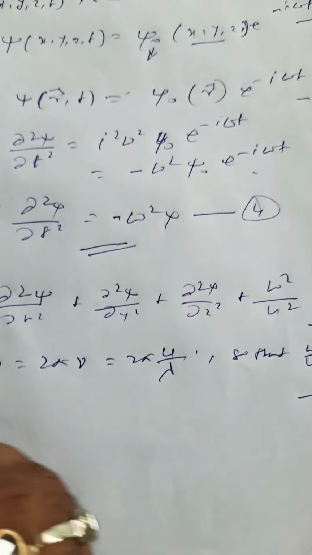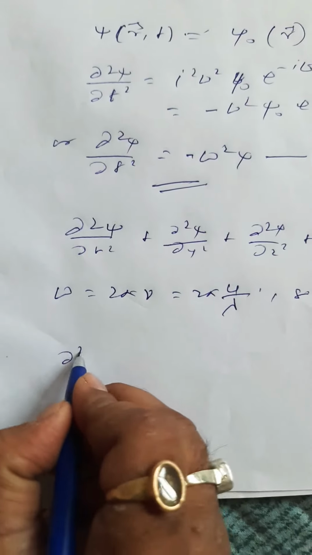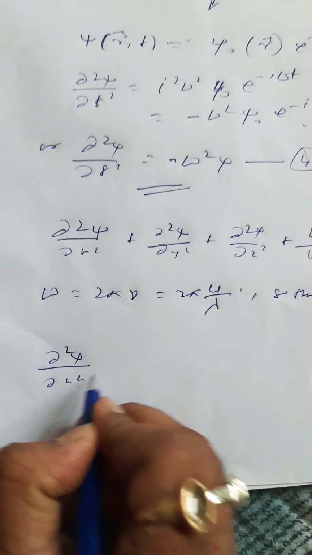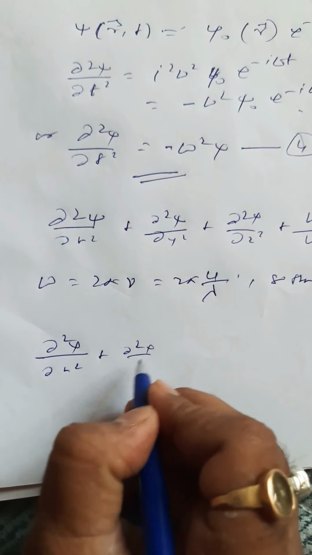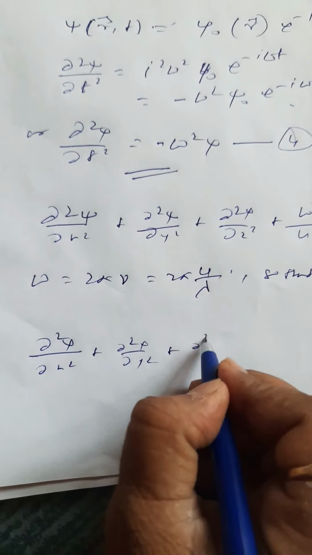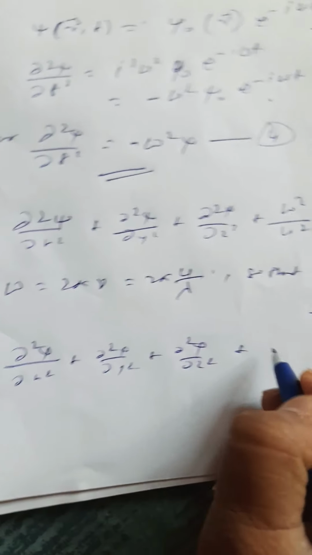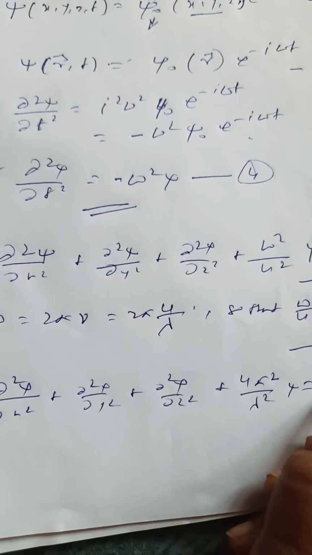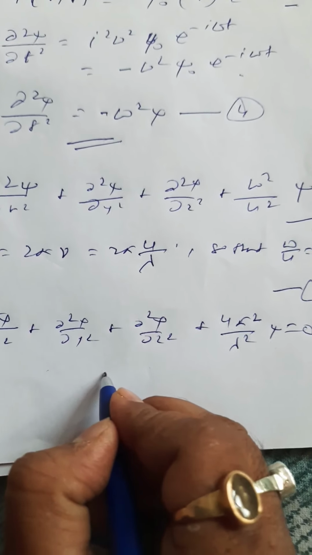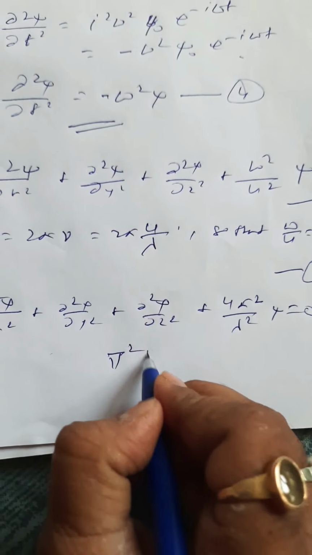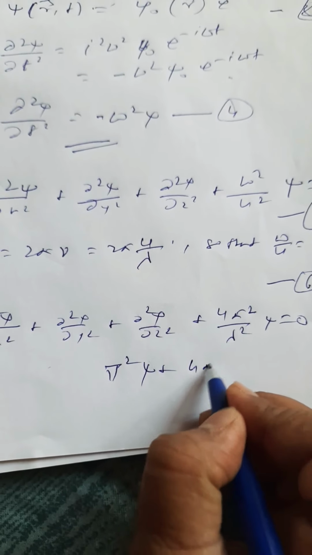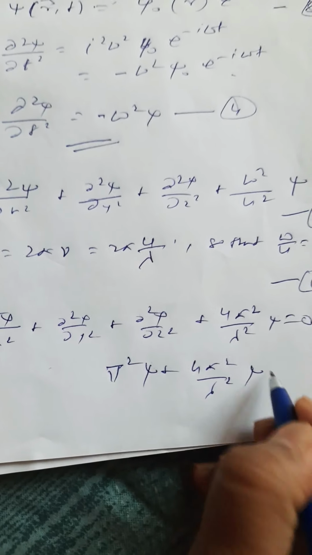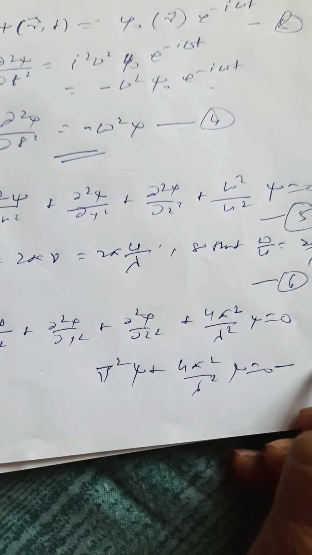So from 5 and 6 we get del square psi by del x square plus del square psi by del y square plus del square psi by del z square plus 4 pi square by lambda square psi equal to 0, or it can be written as del square psi plus 4 pi square by lambda square psi equal to 0. So this will be equation number 7.